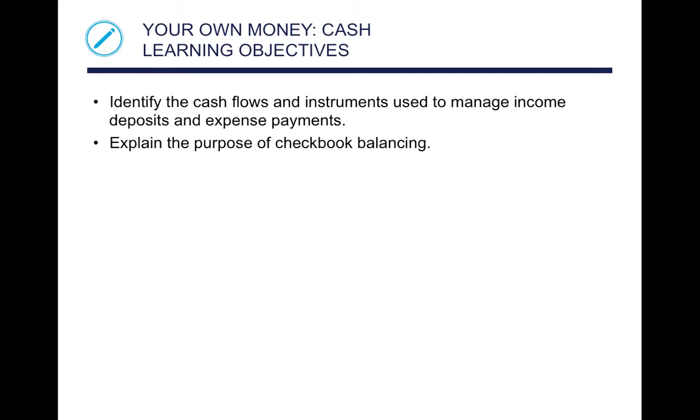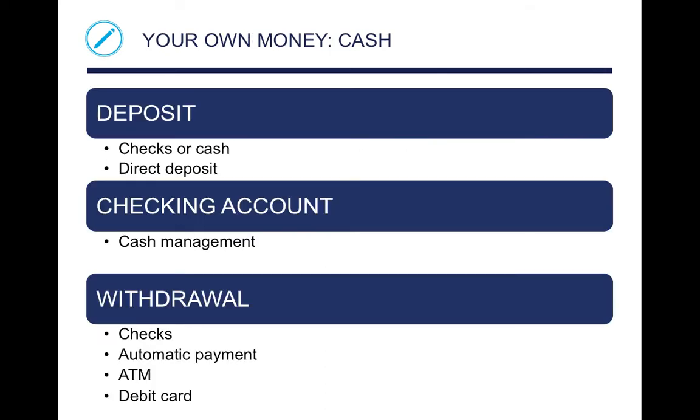Learning objectives. Identify the cash flows and instruments used to manage income deposits and expense payments. Explain the purpose of checkbook balancing. So these are your own money, cash. For deposits, we use check or cash or direct deposit, checking account, cash management, and for withdrawals, check, automatic payment, ATM, and debit cards.